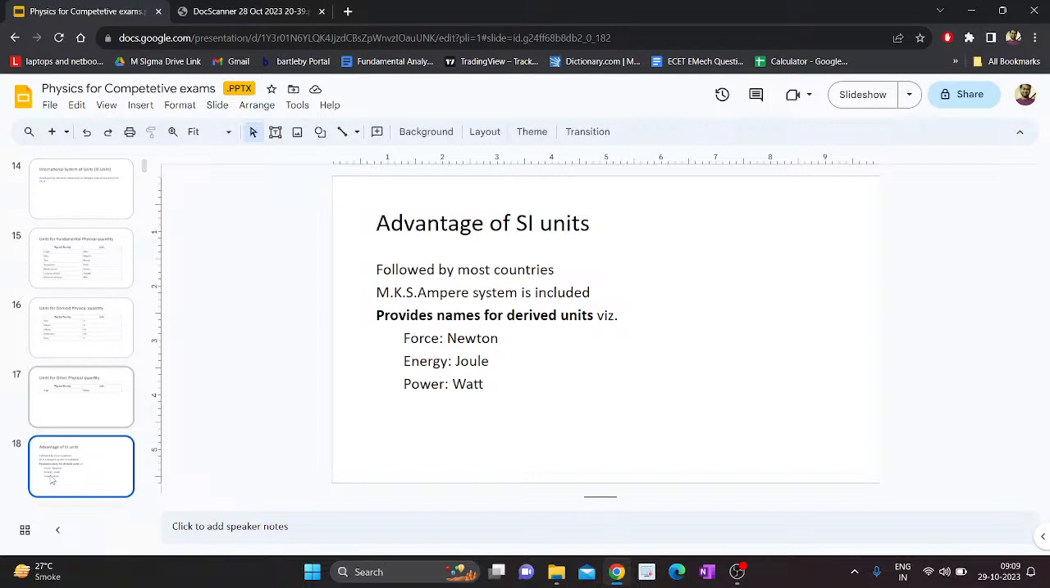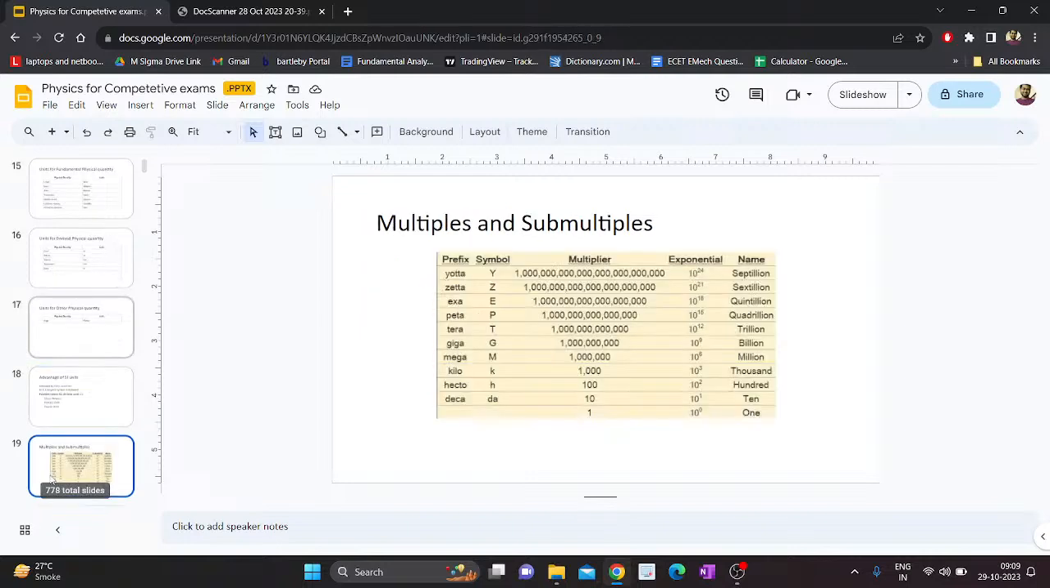So SI units have given us these names. Before 1971, there were no units like newtons, joules and watts. Everyone was using the kgs, meters, seconds, or their own system of units itself.